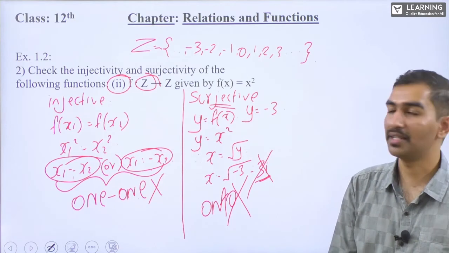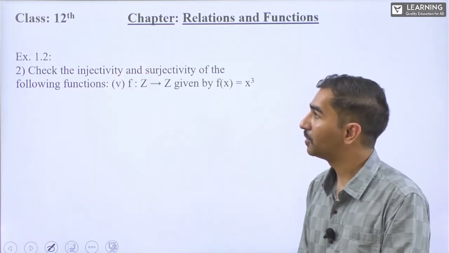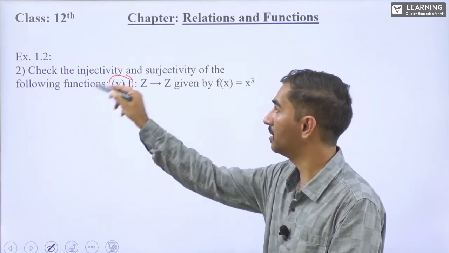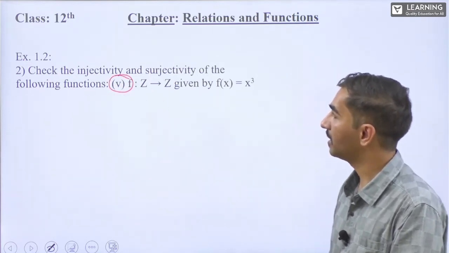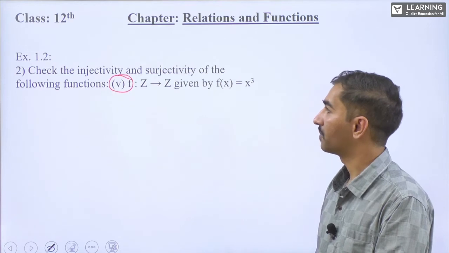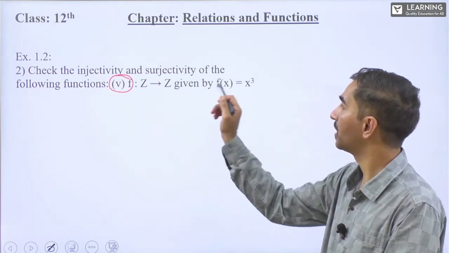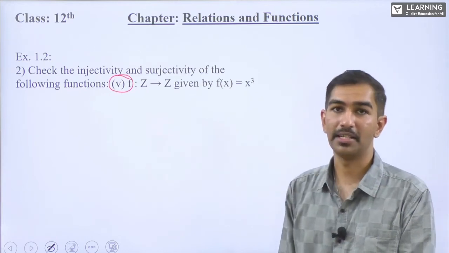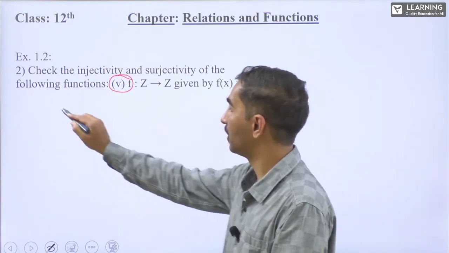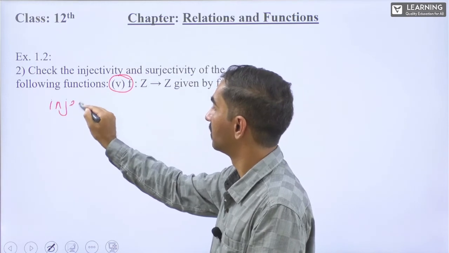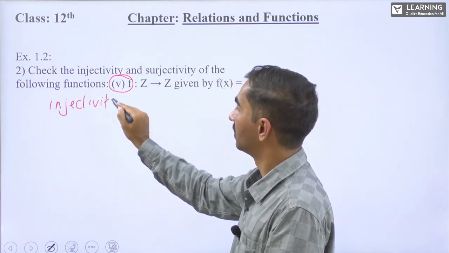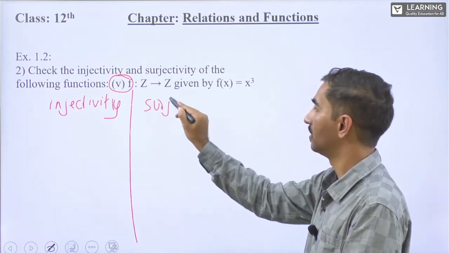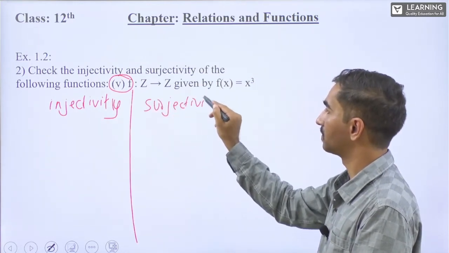Understood? Moving on to the next question, 1.2. Same question, number 2, but submitting is number 5. So here they are telling function f from Z to Z given by f of x is equal to x cube. So we have to check the injectivity as well as surjectivity. We'll start with injectivity first. Injectivity, that is nothing but one-one. Then we'll be starting with surjectivity.